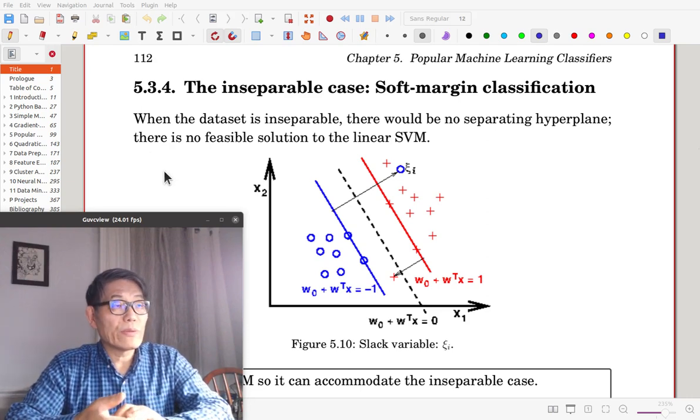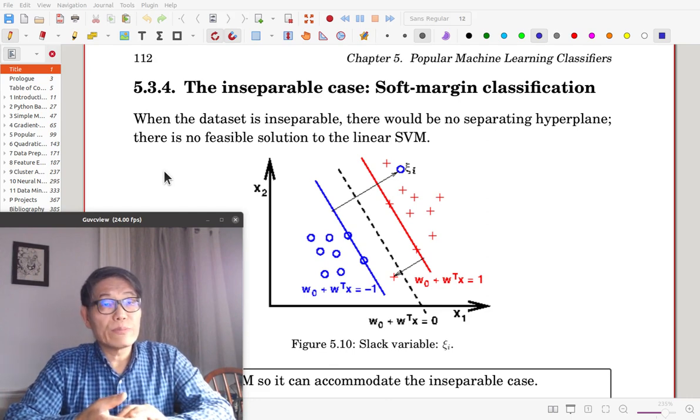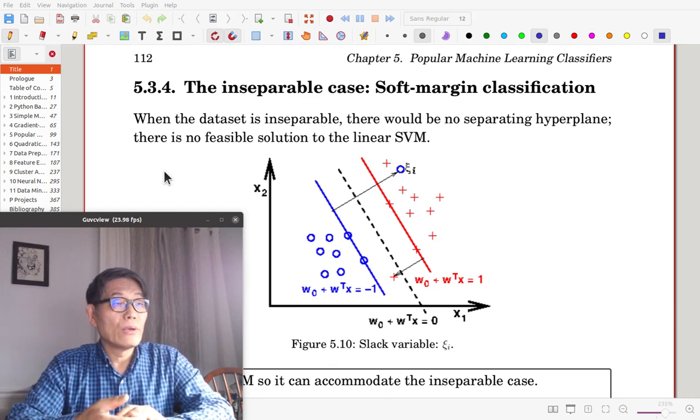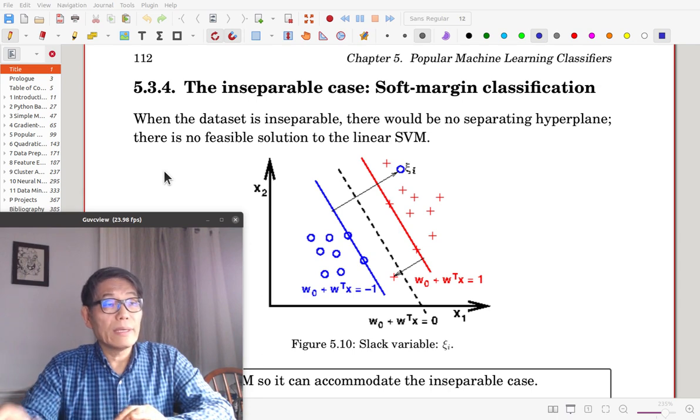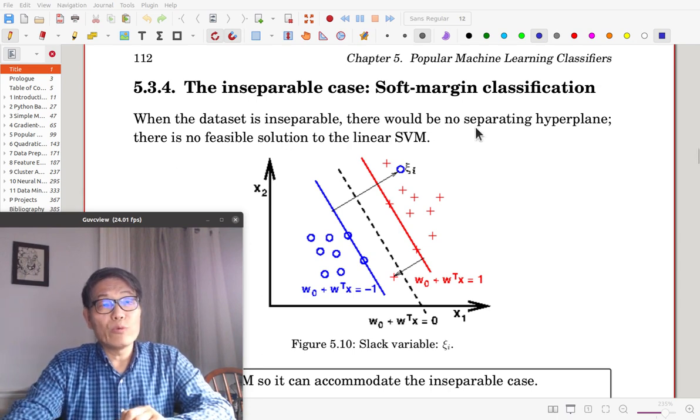Section 5.3.4, the inseparable case, soft margin classification. When the dataset is inseparable, there would be no separating hyperplane. Therefore, there is no feasible solution to the linear support vector machine. Let's see this figure.